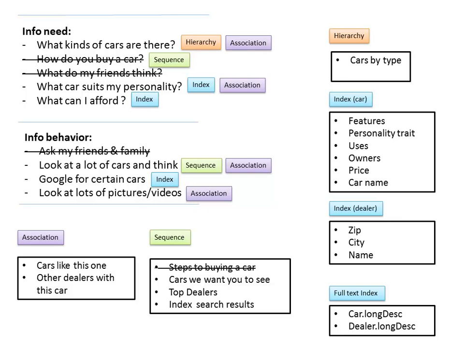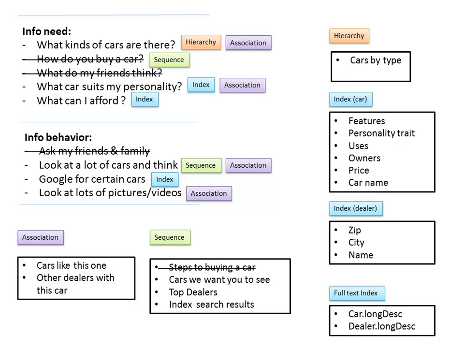I present step one, step two, step three, step four, and that's the sequence. What car suits my personality? I kind of know my personality, or at least that piece of information. Like I'm adventurous. So I'm going to choose wild and adventurous from my list of possible personality traits, and then I'm going to see what cars are wild and adventurous. I'm starting from my personality.